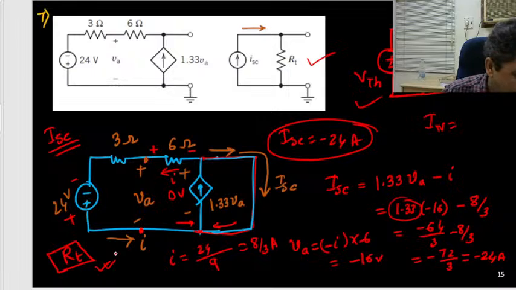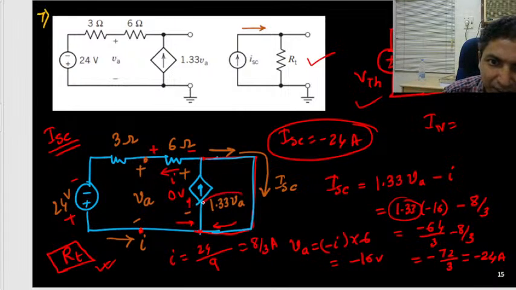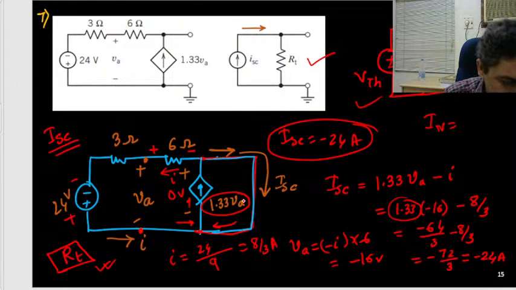No. This 8 by 3 ampere is not the short circuit current, because a short circuit can carry any current. But this is a dependent source, a current source. It will generate 1.33 VA, that is sure. So this I and this ISC will give you this 1.33 VA. So ISC is not the same as minus I.